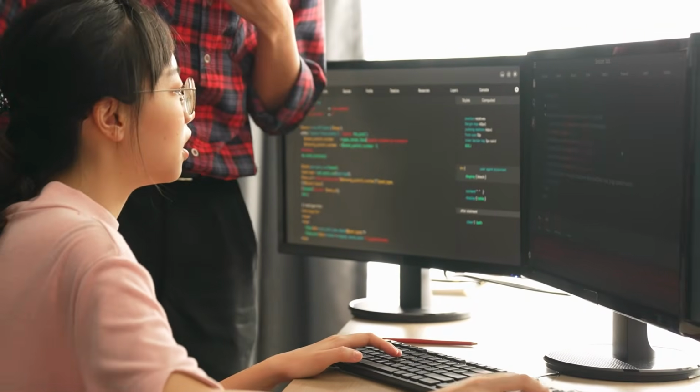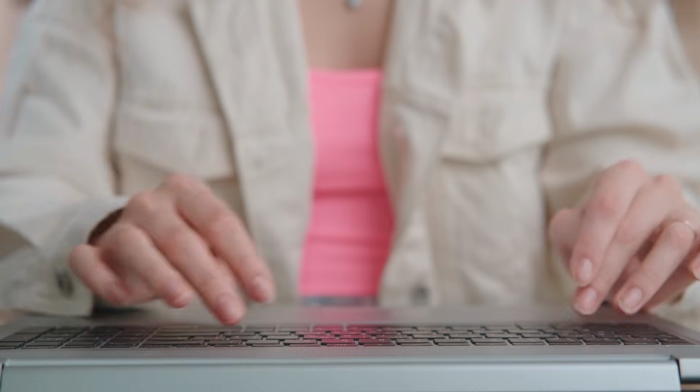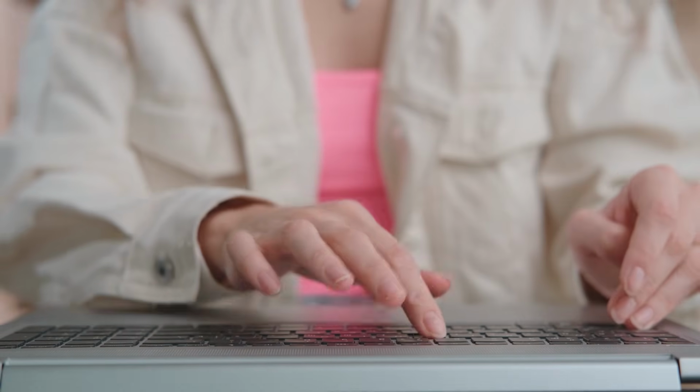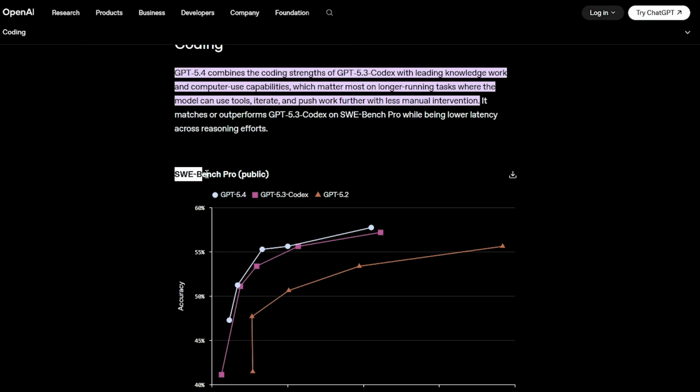For developers, this section matters. But I want to set the right expectation first. We have a significant asymmetry in publicly available data here. OpenAI published a full scorecard for GPT-5.4 on swe-bench Pro Public, which measures real-world software engineering tasks.